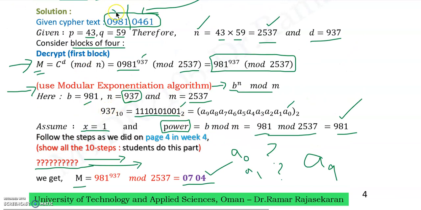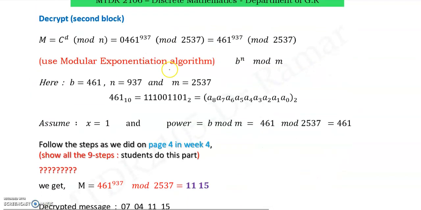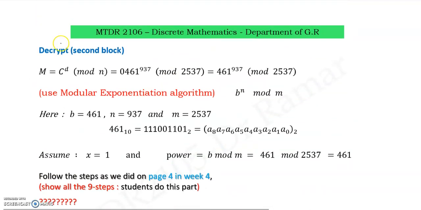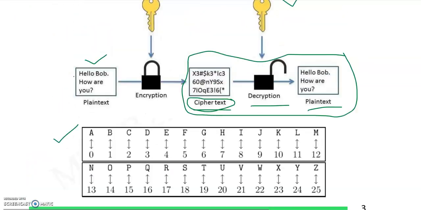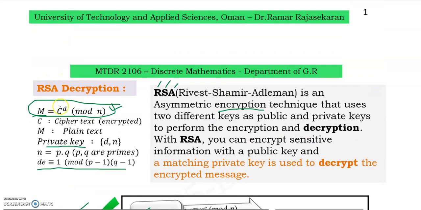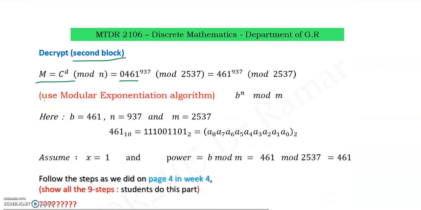Now what is in the second block? 0461. So similarly you have to do it for the second block. What is the numerical value? 0461. Then apply this rule, the same rule. What is here in the decryption? Same rule. So now apply the same rule here.